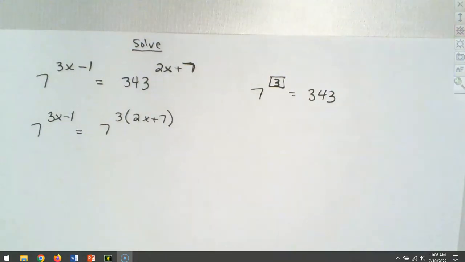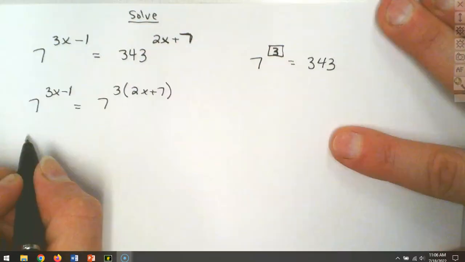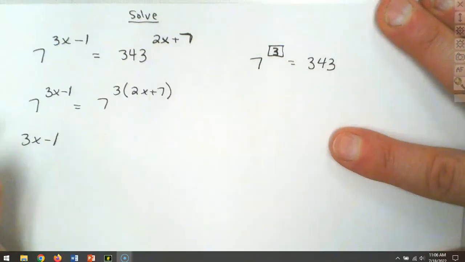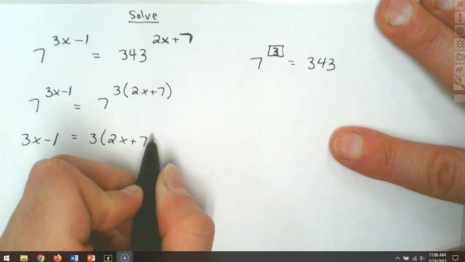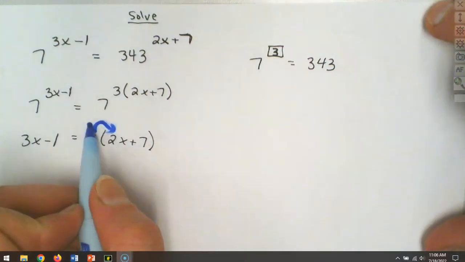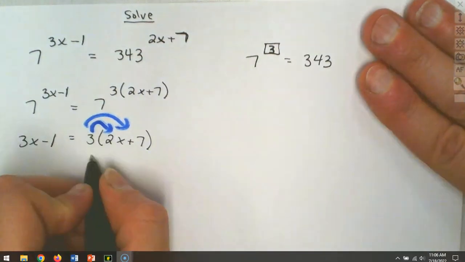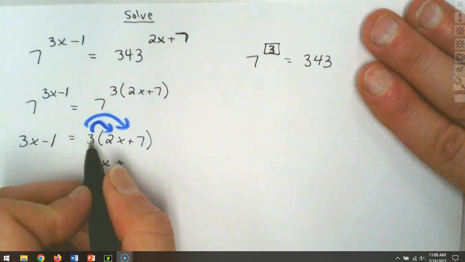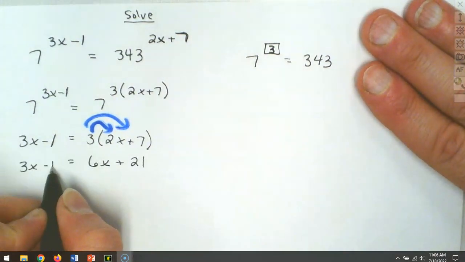So now, are the bases the same? Yes. So that means the exponents must be the same. So 3x minus 1 now equals 3 times 2x plus 7. Distribute that 3 through. And that's 6x. And 7 times 3 is 21. On the other side is a 3x minus 1.